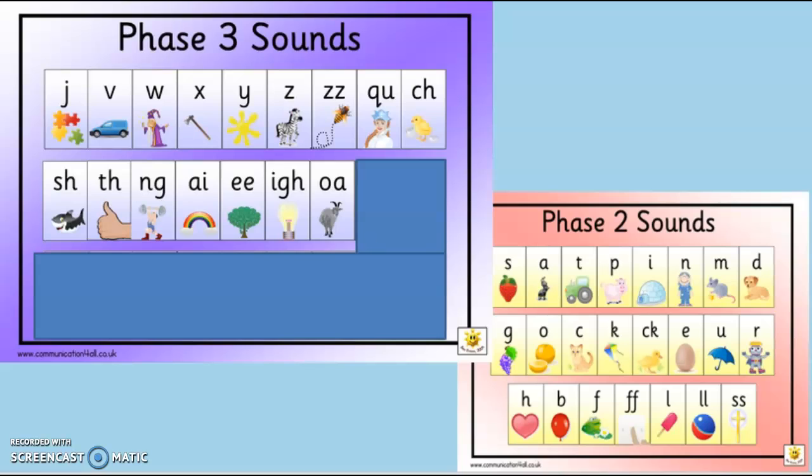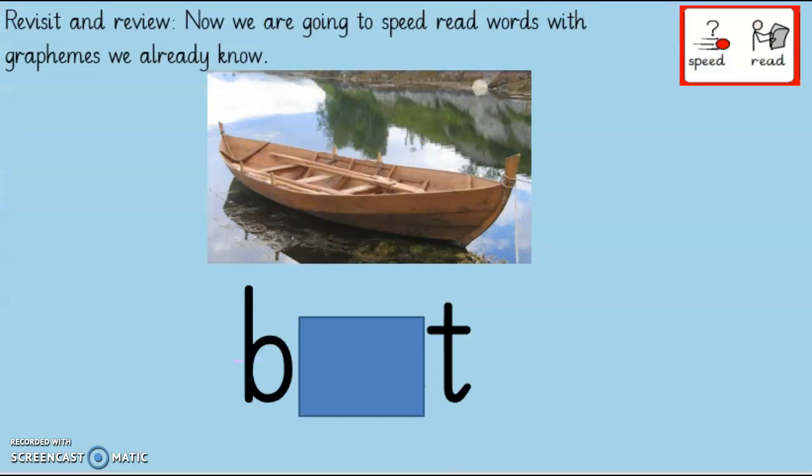You can practice saying some of our Phase 2 sounds as well. It's time to speed read some words now. Now these words have graphemes that we already know in them. But there's something missing in my word today. The middle sound is missing.